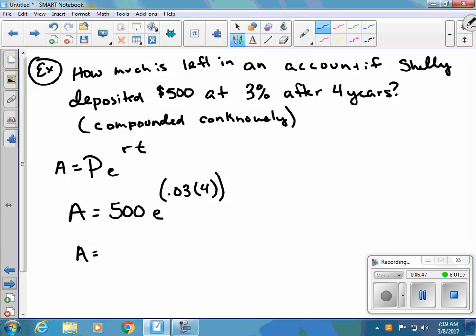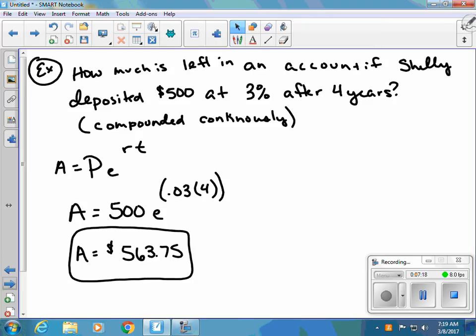If I were to plug this in, I get $563.75 after 4 years. So even though it's compounded continuously, that's really not a whole lot of difference after 4 years. It's only $63.75. But you have to think about it. You're doing this at 3%. You're not adding money to it. You're not depositing or withdrawing money either. So it's not like there's a whole lot going on there.